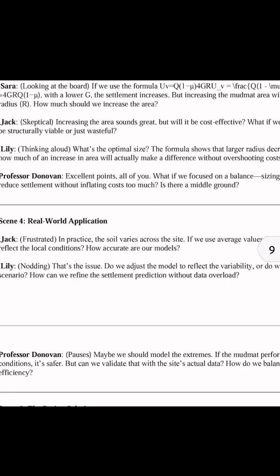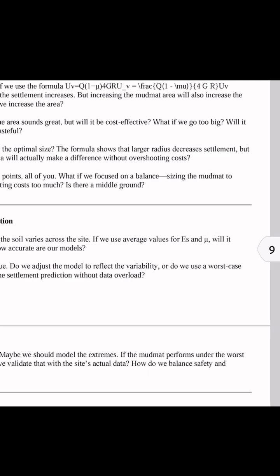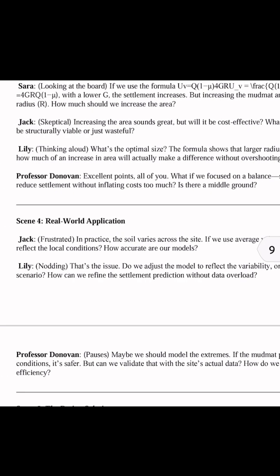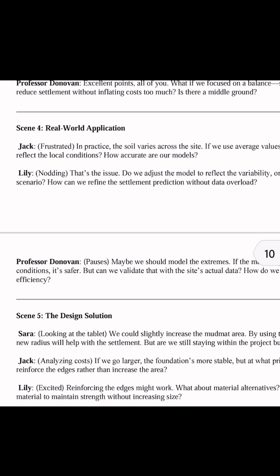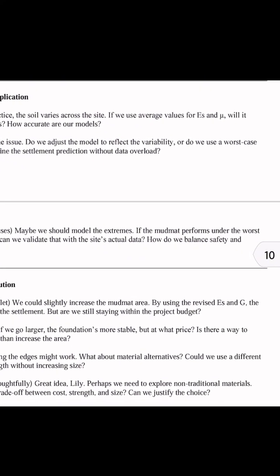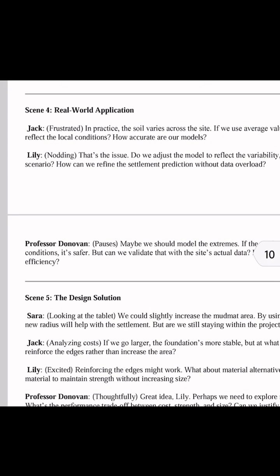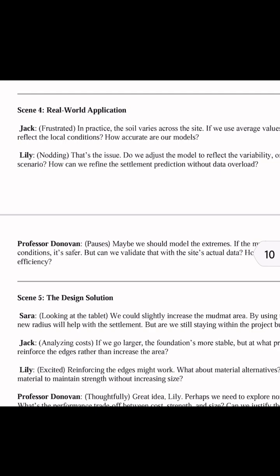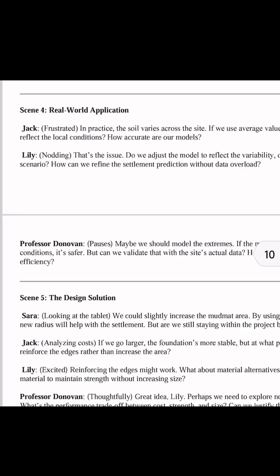In practice, the soil varies across the site. If you use average values of ES, will it reflect the local conditions? How accurate are our models? That's the issue. Do we adjust the model to reflect the variability, or do we use a worst case scenario? How do we refine the settlement portion without data overload?